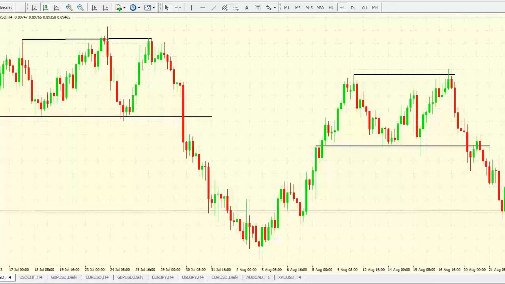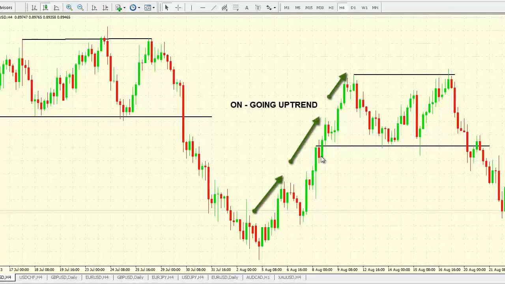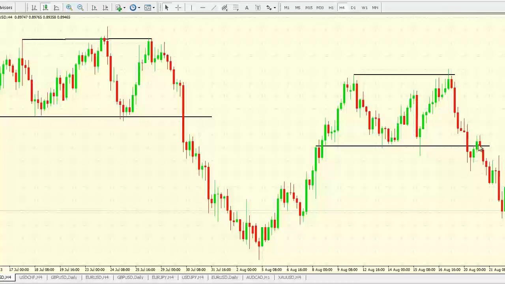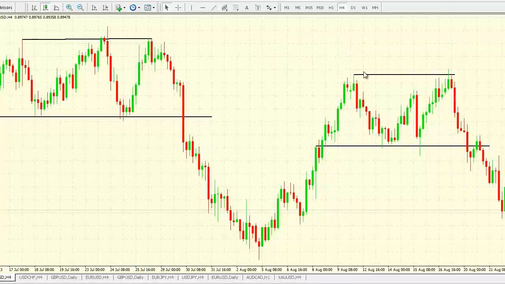Consider the example of the Aussie dollar over the 4-hour time frame. We identify the double top formation here on the chart. As you would notice, this pattern emerged in continuation to an ongoing uptrend, marking its potential end and a trend reversal from buying towards selling. These points here are the two heads of the pattern, formed by two successive highs. Joining them would give us the top line of the pattern.